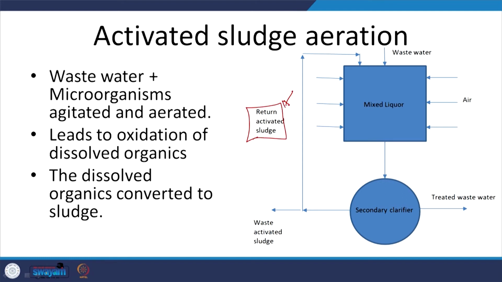One aspect to note here is that in India, people do not maintain these clarifiers, or maintain the right recycle, right. What does that lead to? That leads to very low concentration of the microbes in this particular aeration tank. So, what happens when you have less concentration of microbes?